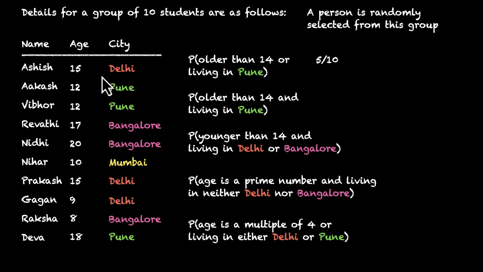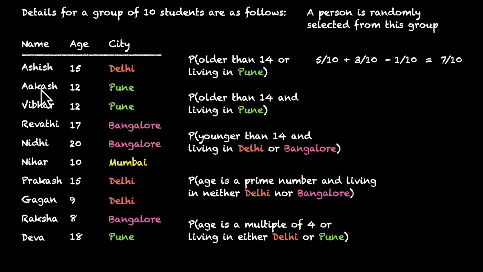Now what's the probability that the person lives in Pune? We have 3 who live in Pune, Akash, Vibhor, and Deva. So that's 3 by 10. What's the probability that both of these happen? Probability of A intersection B. So that person should be living in Pune and that person should be older than 14. So from the list of students that are in Pune, we have exactly one, Deva, who is older than 14. So we subtract that. Probability of A plus probability of B minus probability of A intersection B, that's going to be 1 by 10. So 5 plus 3, 8 minus 1, that's 7 by 10.